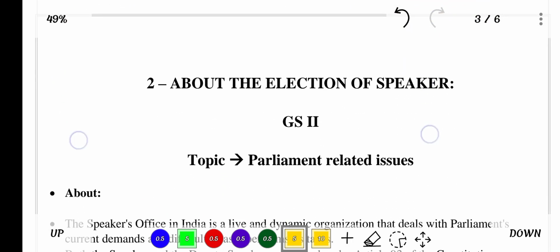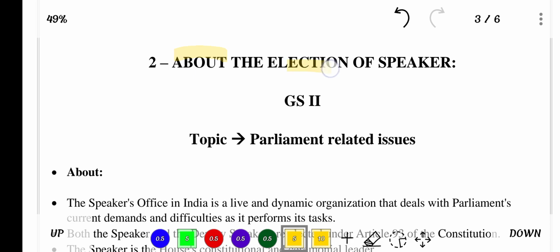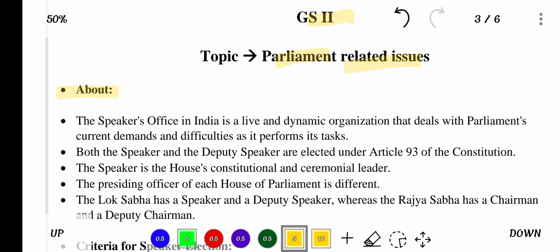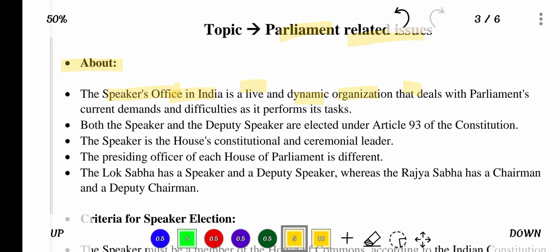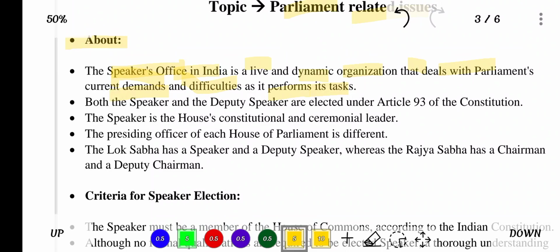So the next topic in news is about the election of Speaker. It is from GS paper 2 and the topic is parliament related issues. So about the office of Speaker. The Speaker's office in India is a live and dynamic organization that deals with Parliament's current demands and difficulties as it performs its tasks. Both the Speaker and the Deputy Speaker are elected under Article 93 of the Constitution.